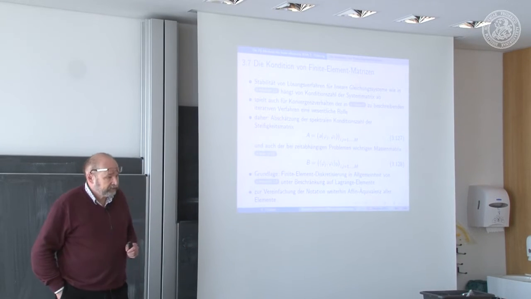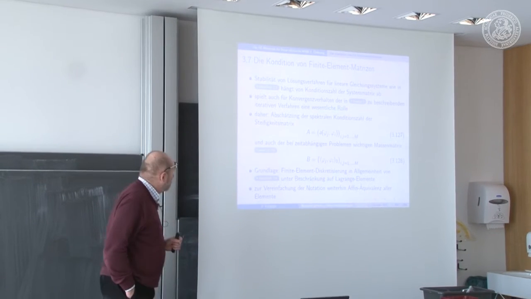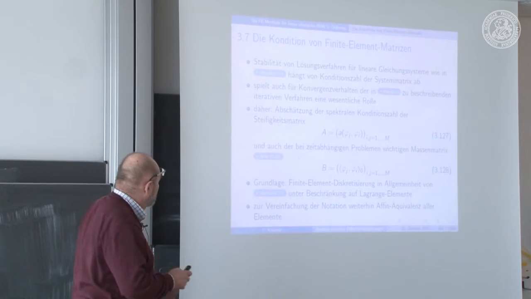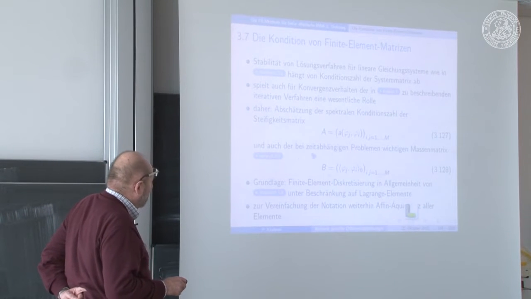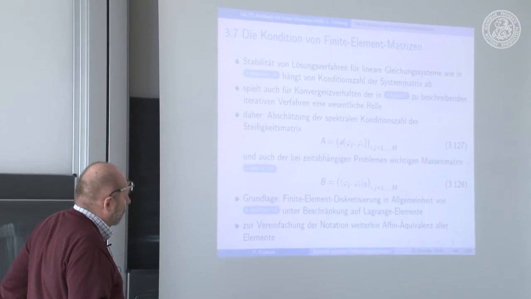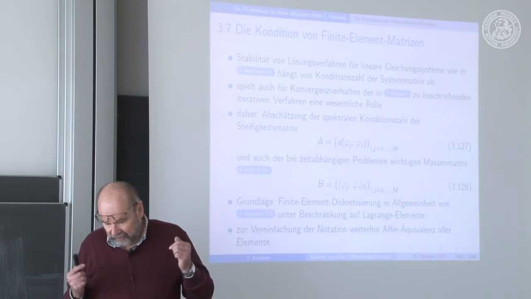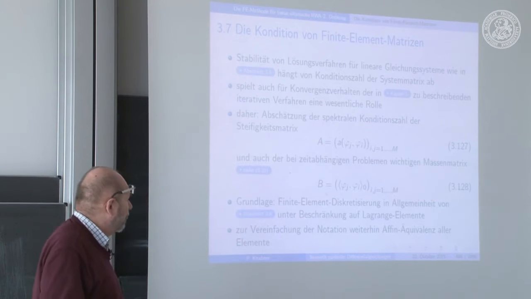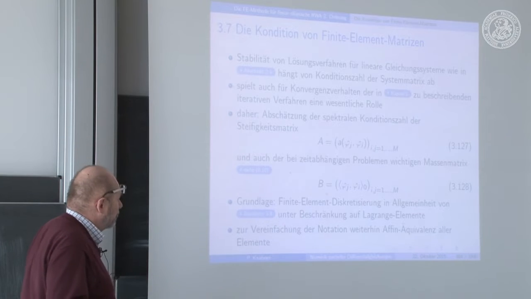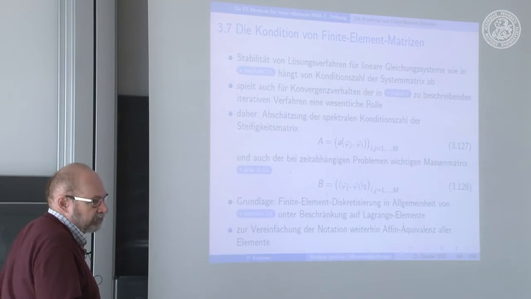Last time we started with discussing the condition number of the stiffness matrix. That is now the aim, to get an estimate for the condition number of the stiffness matrix, which is here denoted by A. It will be only an estimate from above, so one can argue maybe this is not sharp, but in fact we will see with an example later on that this is in fact a sharp estimate.